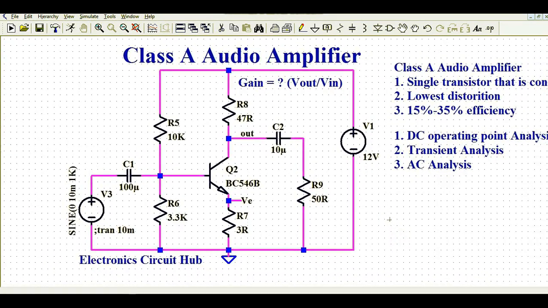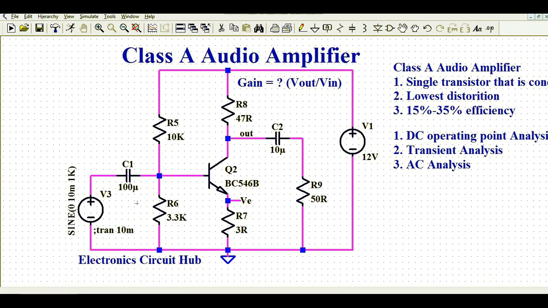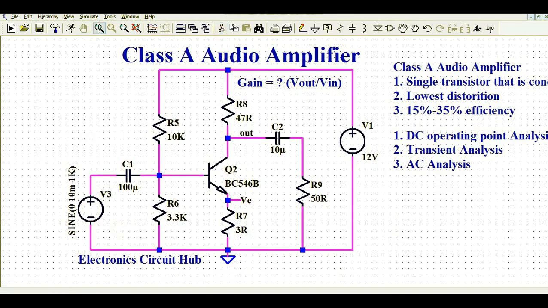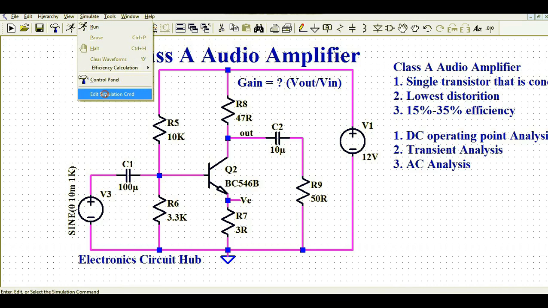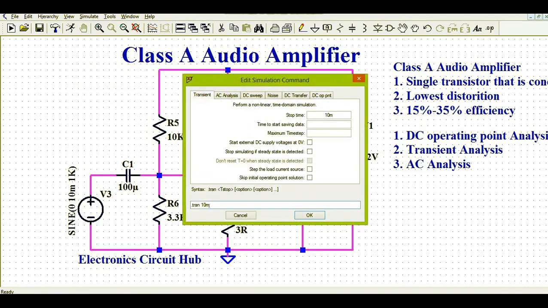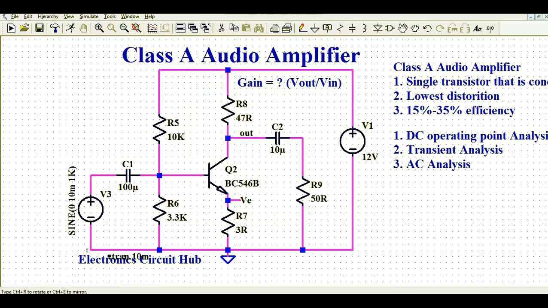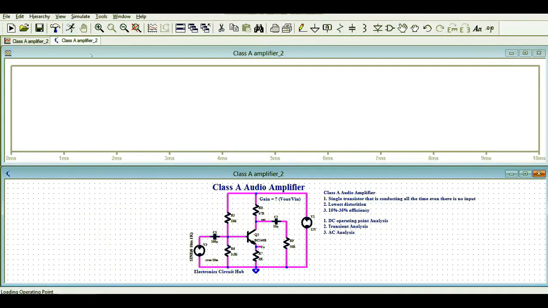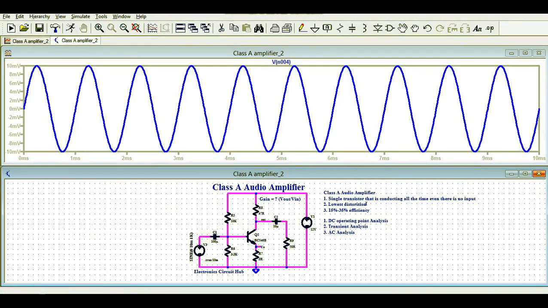Let me show you. In order to run the transient analysis, let me delete this. Then go to Simulate, Edit Simulation Command, Transient, and 10 milliseconds, that's okay. Let me place it here, run the simulation, and let me show you. Now you can see here, this is your input voltage.